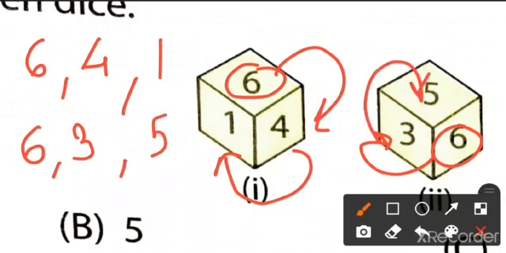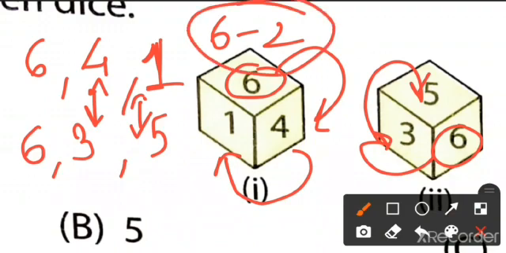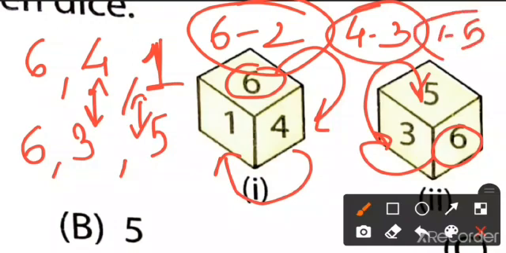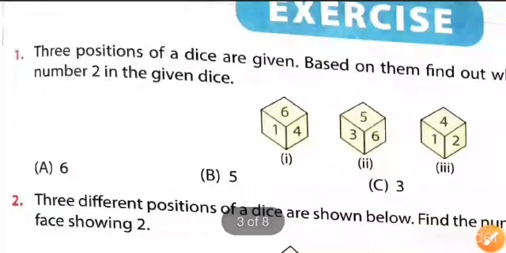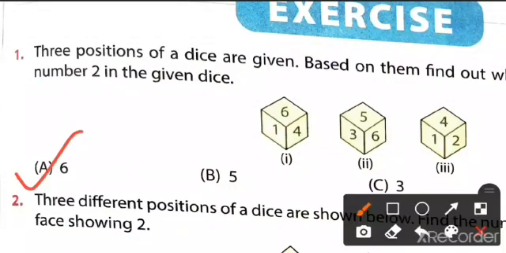So from here it is concluded that this is the method. 4 and 3 are opposite faces, 1 and 5 are opposite, and 6, and what is remaining? 2. 6 and 2 are opposite faces. Similarly, 4 and 3 are opposite, and 1 and 5 are opposite faces. This is called the clockwise rule, which we will use for finding the answer. So for this question, option A will be the correct answer.